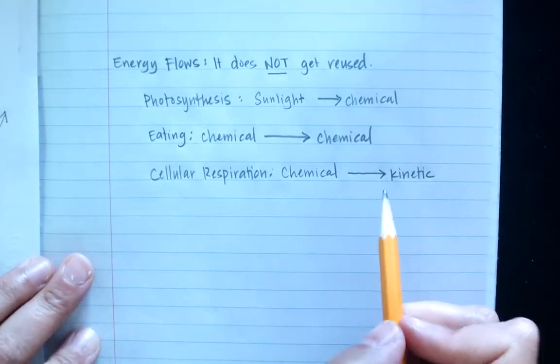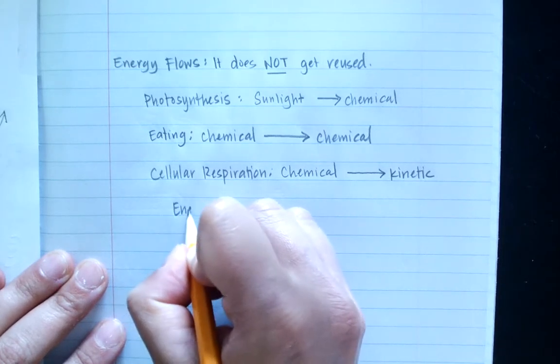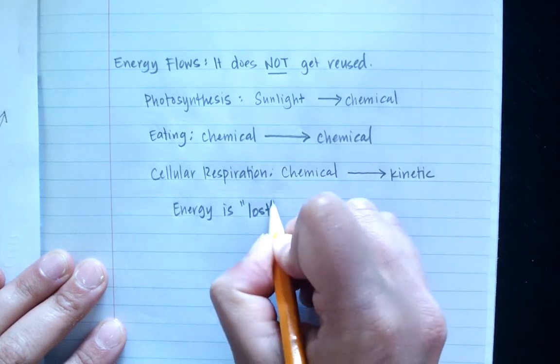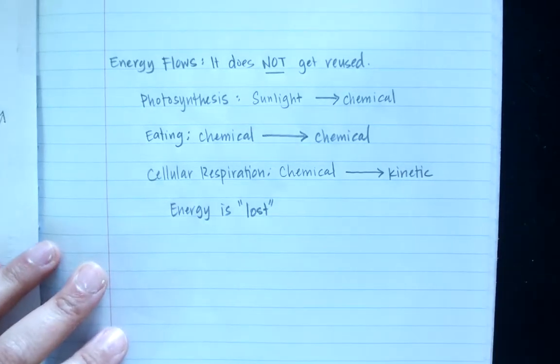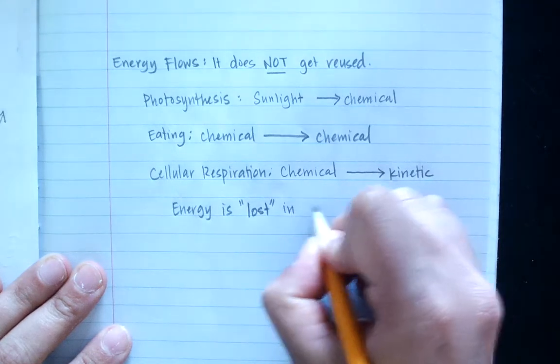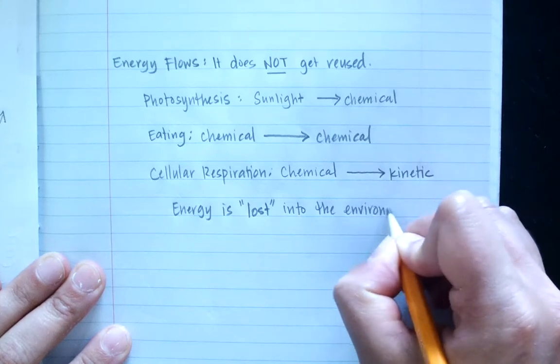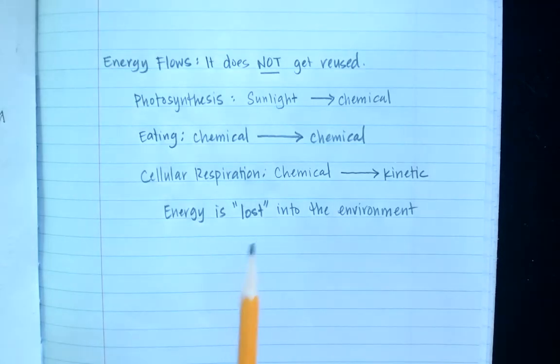And we say that the energy at this point is lost. But it's not really lost, because you can't create it or destroy it. But it does go into the environment. So it's lost into the environment. And we say that it's lost because it can no longer be used by those organisms in order to move, grow, break down molecules, that sort of thing. It can't go back into our food chain.